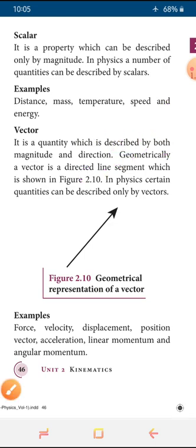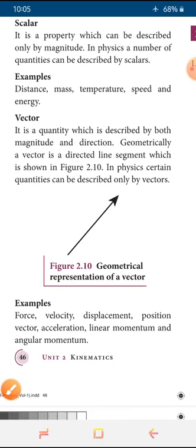Okay, and the next definition is vector. It is a quantity that is described by, the last one described only the magnitude. This quantity is describing both the magnitude and direction. It is explaining both the magnitude and direction.